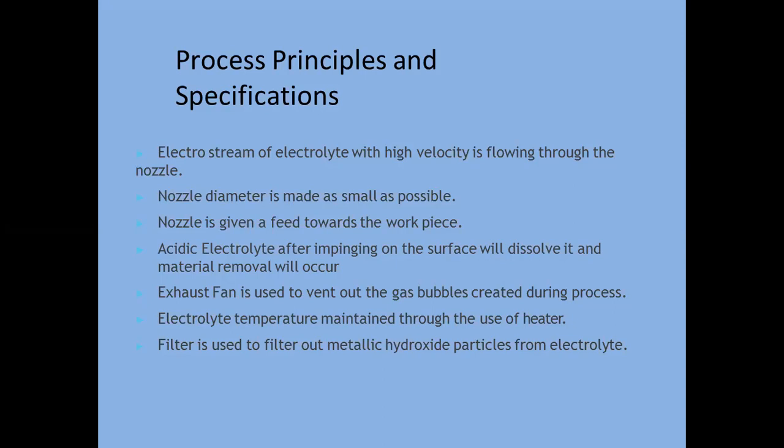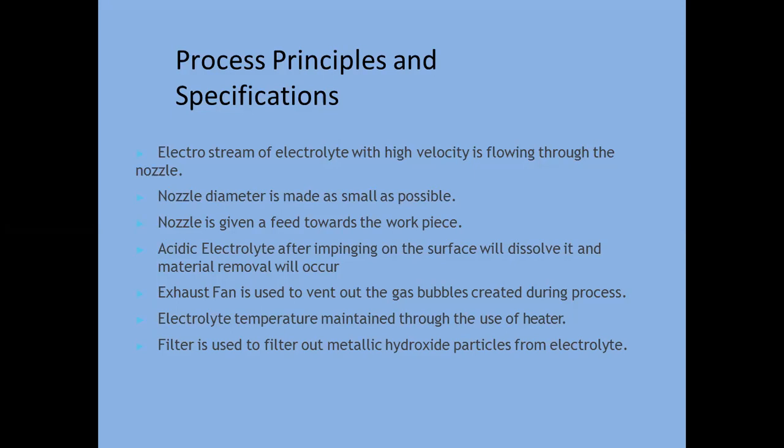See, this is how the step-by-step process is going to happen. Acidic electrolyte, after impinging on the surface, will dissolve it and material removal will occur. Here, the principle happens. Once the acidic electrolyte hits the workpiece surface, immediately the metal hydroxide forms and it gets immediately dissolved in that acidic electrolyte, and the material is removed at the location where we apply the electrolyte, similar to chemical milling or drilling.